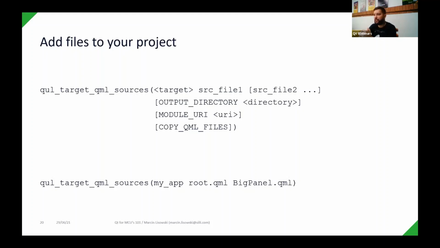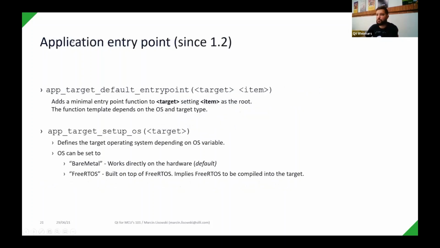There is a module URI argument, which is a deprecated API to define the modules. This is the old way and shouldn't be used any longer. And there is also a copy QML files optional argument, which will tell our build process to copy source QML files to the output directory. This can be useful if you are going to use your QML files in some modules.